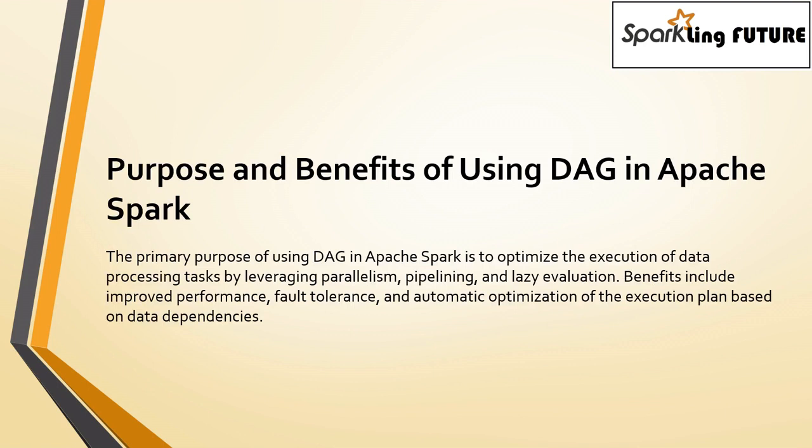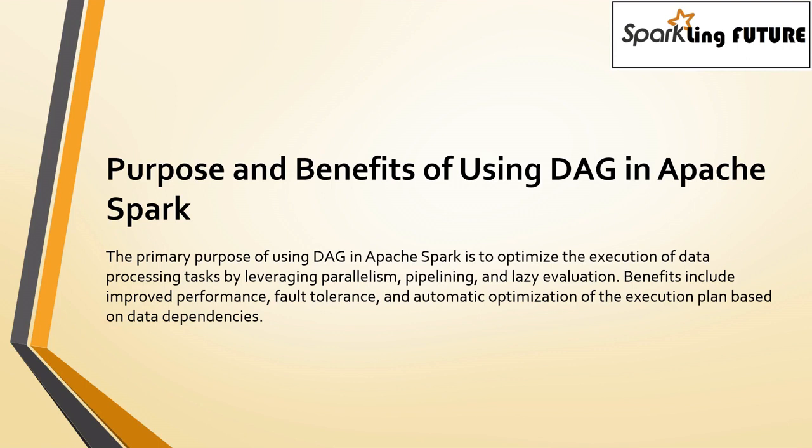So why do we need to use this DAG? What is the purpose of this DAG and what are the benefits of DAG in Apache Spark? The primary purpose of this DAG is to optimize the execution of data processing tasks by leveraging parallelism, pipelining and lazy evaluation. So by referring to the DAG itself, we will understand where the job is taking some time, and what all transformations it is trying to execute. That kind of help it does for us.